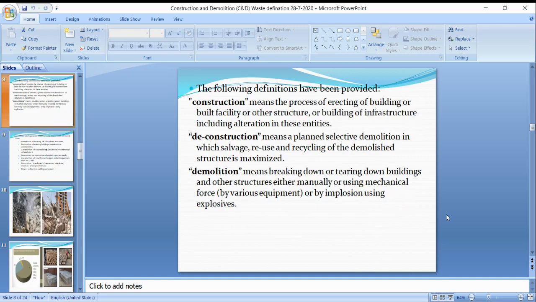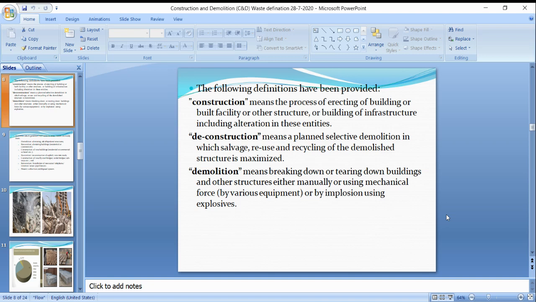So here the following definitions were given. Construction means the process of erecting a building or built facility or other structures or building of infrastructures including the alteration in these entities. So if you want to construct any building, whatever facilities the building requires will come under construction, including any alteration infrastructures, and also any alterations to the building will come under construction.